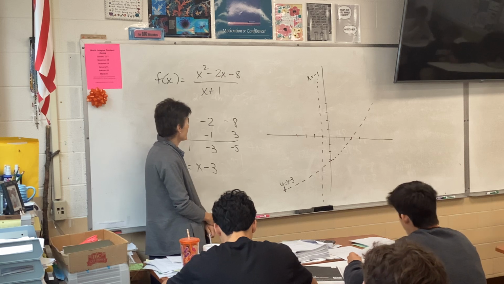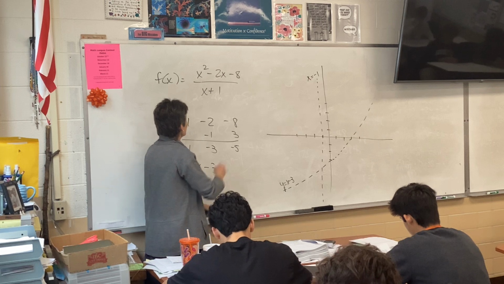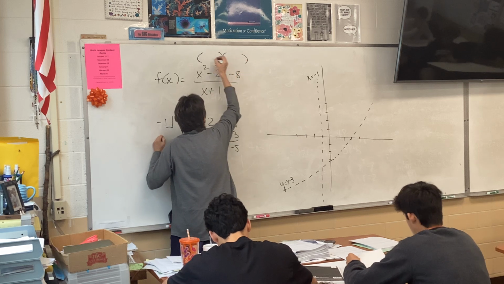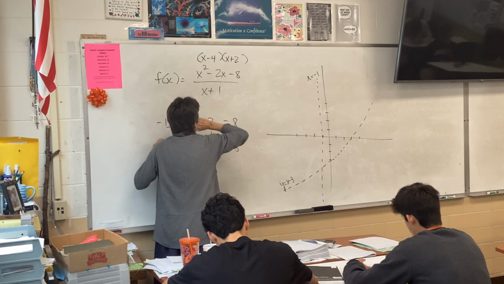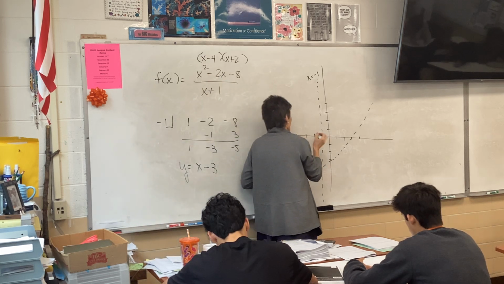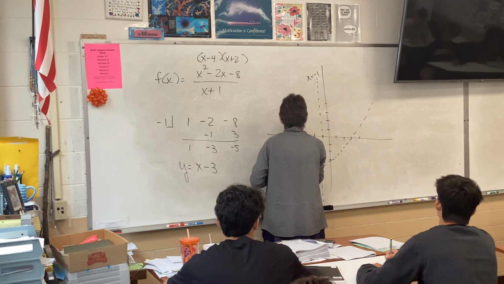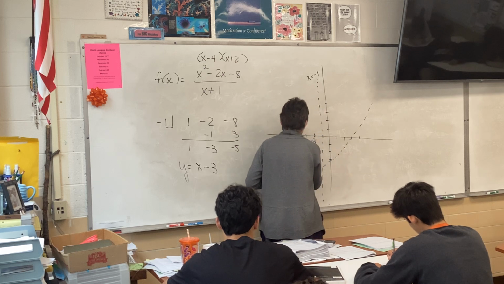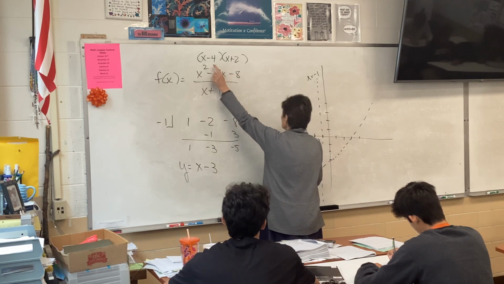X-intercepts. In order to find my x-intercepts, I'm going to have to factor that guy. So that factors x minus 4, x plus 2. So I have 2 x-intercepts. One is at negative 2, and one is at positive 4. Good catch, thank you. Negative 2, positive 4.